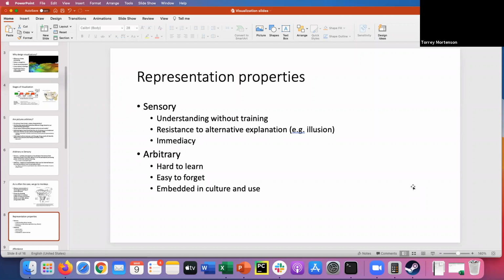Now, arbitrary representations are hard to learn, they require training. They're easy to forget because they have no inherent grounding or anchoring to other things. And they're embedded in culture and use cases. So if you have a diverse user population, then that's going to be problematic. You're going to have to really test that with some extra rigor to make sure that you capture users across your population.